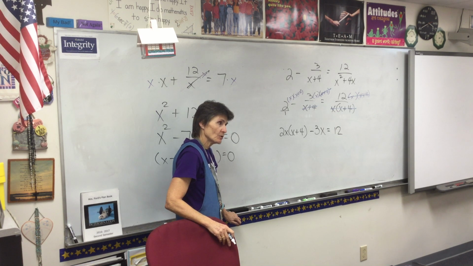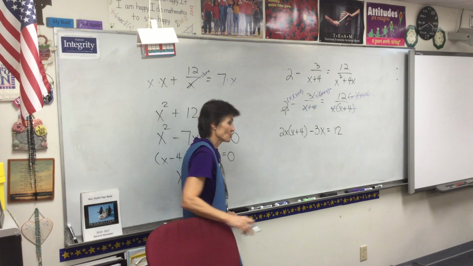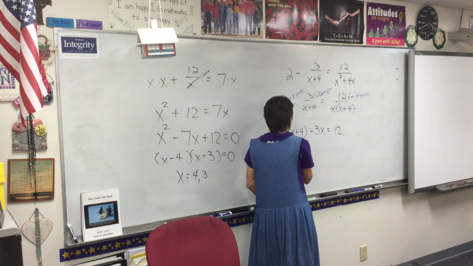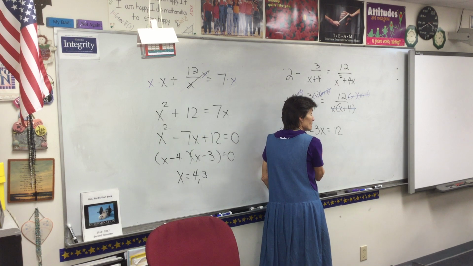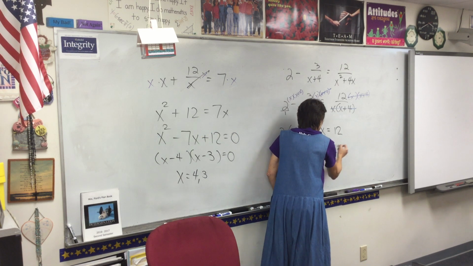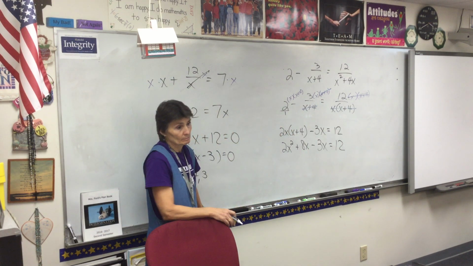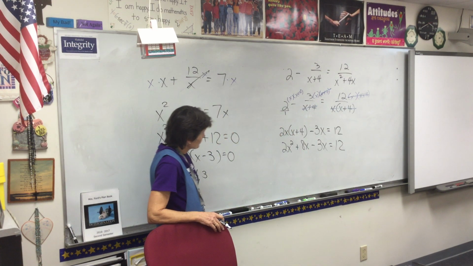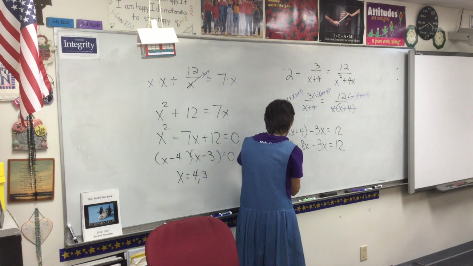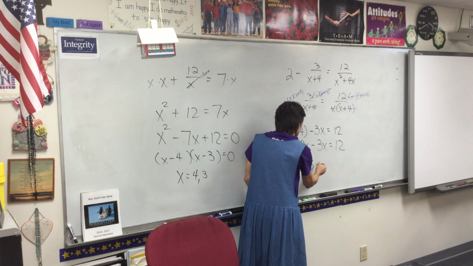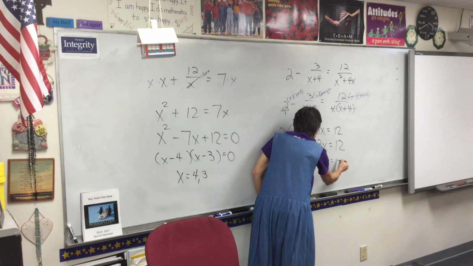Now what do you think we ought to do with that? Distribute. So 2x squared plus 8x minus 3x equals 12? What do you think? Combine like terms? So what? 2x squared plus 5x. Can I go ahead and bring the 12 over?